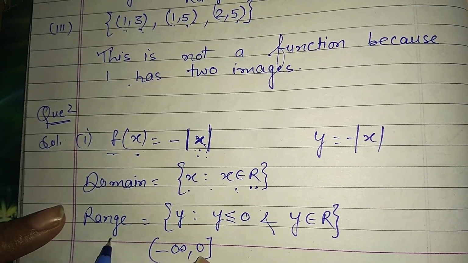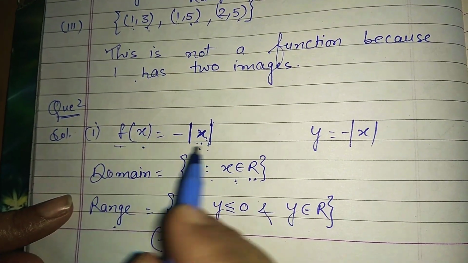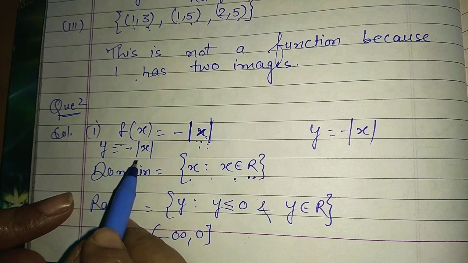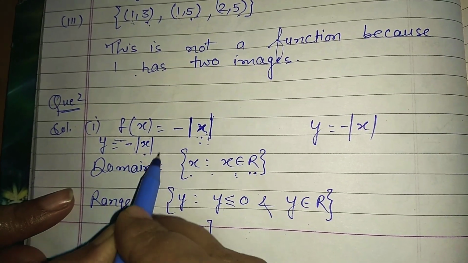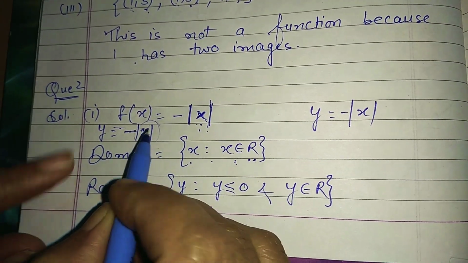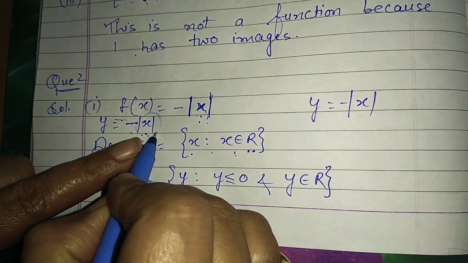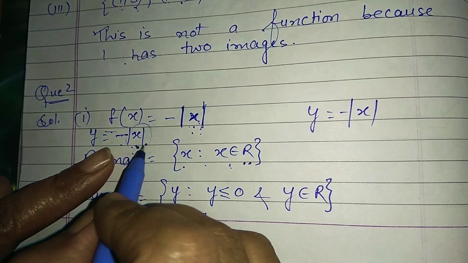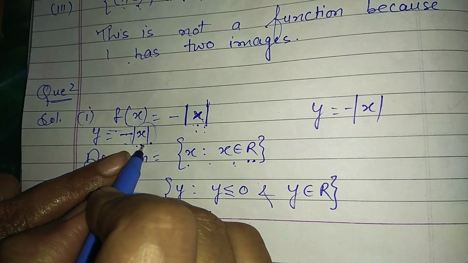Then what is the range? For the range, we will take this function as y. y is equal to minus modulus of x. And modulus of x is always positive. If we take a negative of it, positive into negative will be negative. And if we take 0, it is 0. So it is all negative real numbers including 0.